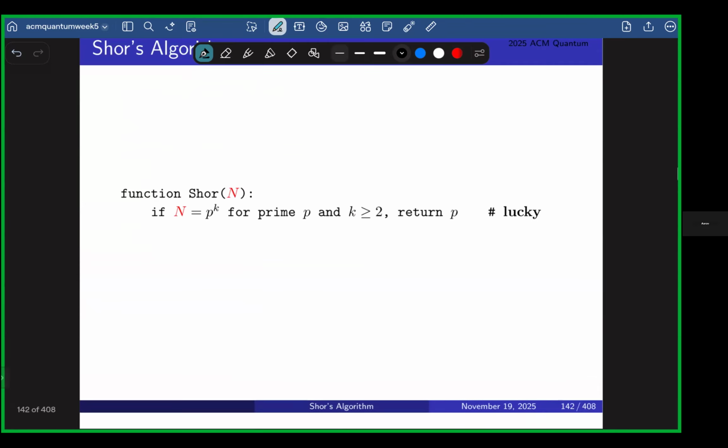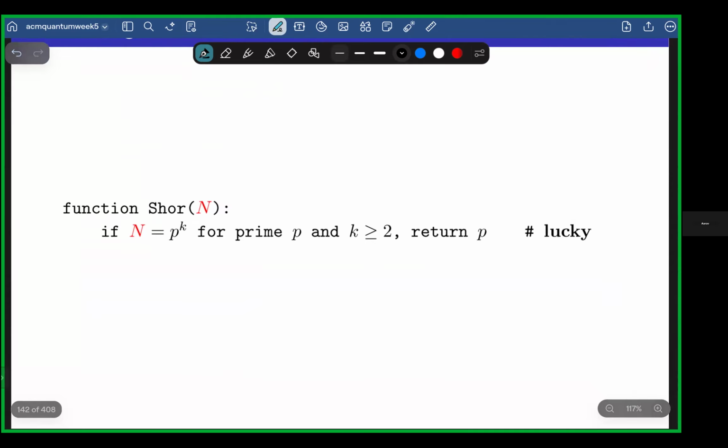That's actually the first thing we test in the pseudocode. If n is some power of a prime, that's it. Then you return that prime, or actually it should be p to the k. That's your prime factorization. You got lucky.